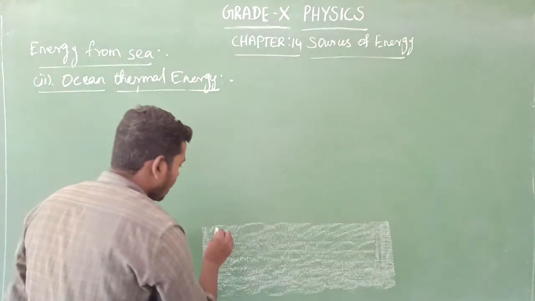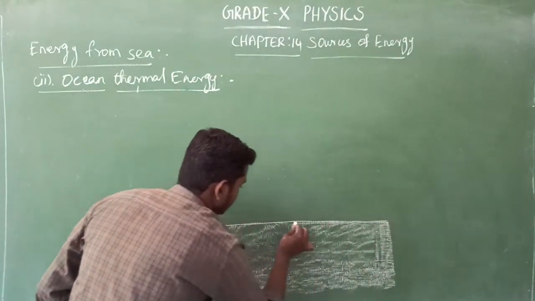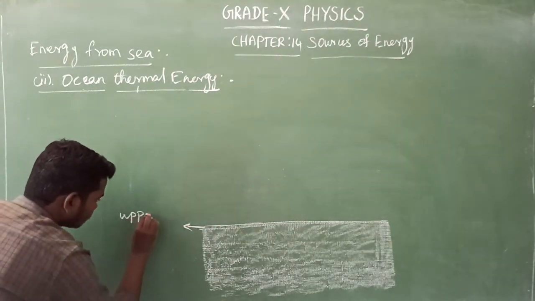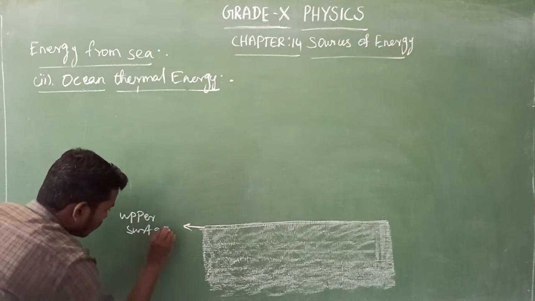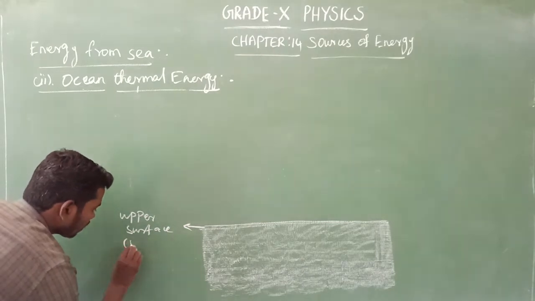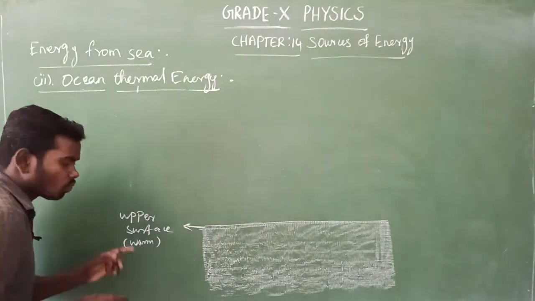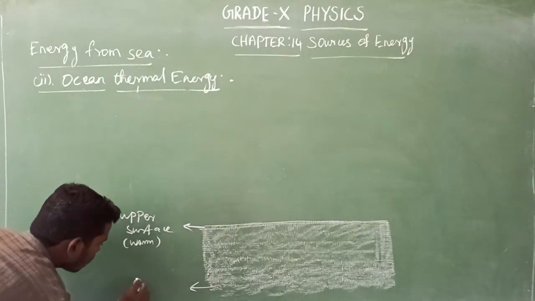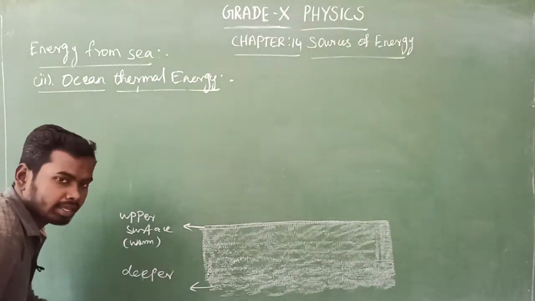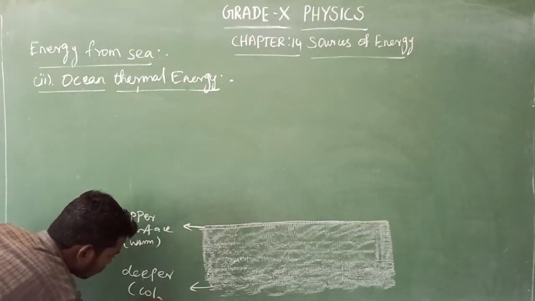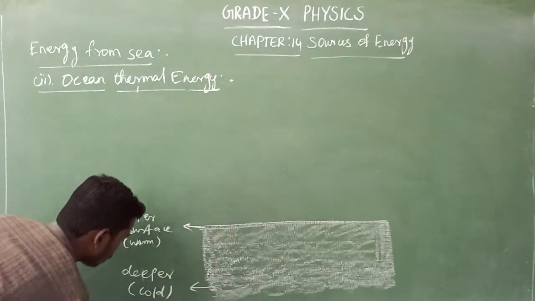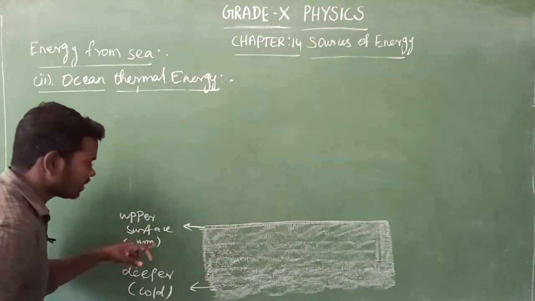This is the ocean and this is the upper surface, the upper surface of the ocean water. Here the temperature is more. It's warm water. And consider this is the deeper area. Here the temperature will be cold. The water temperature will be very less, so that is considered as cold water. So the upper surface is warm water.